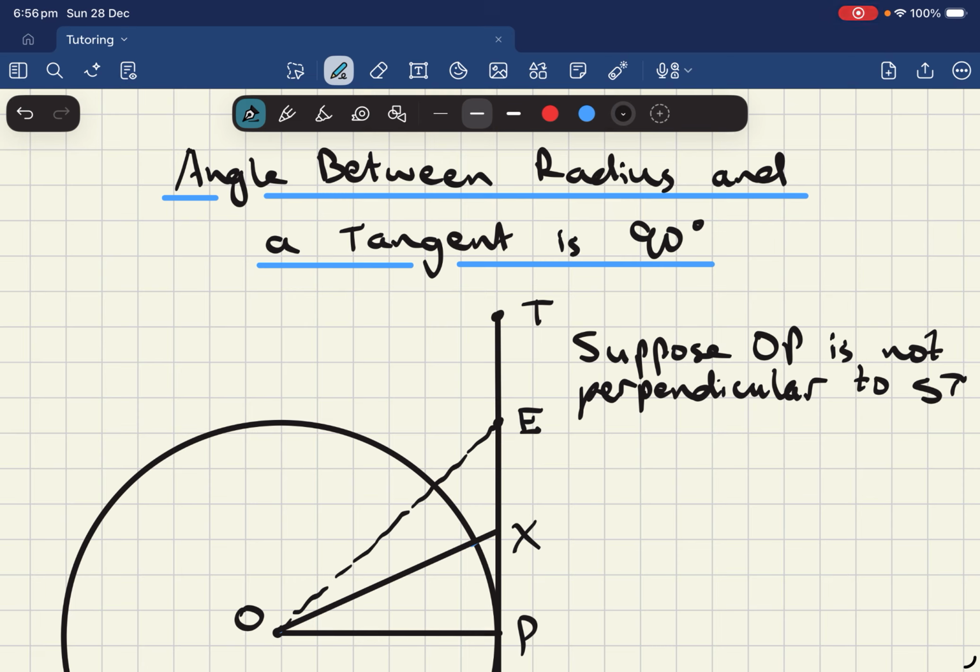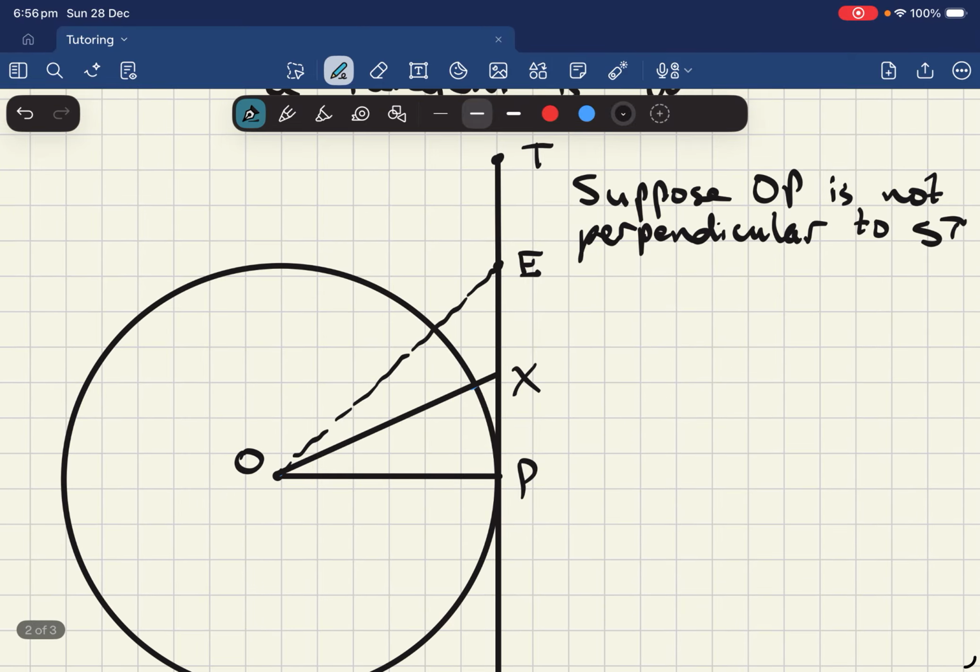So in this video, we are going to look at a different kind of formal proof for this particular circle theorem we've been talking about. And once again, we are looking at the proof by contradiction. Okay, so we're doing this using congruent triangles. So what we've done, similar to the last video, is suppose that OP is not perpendicular to ST.